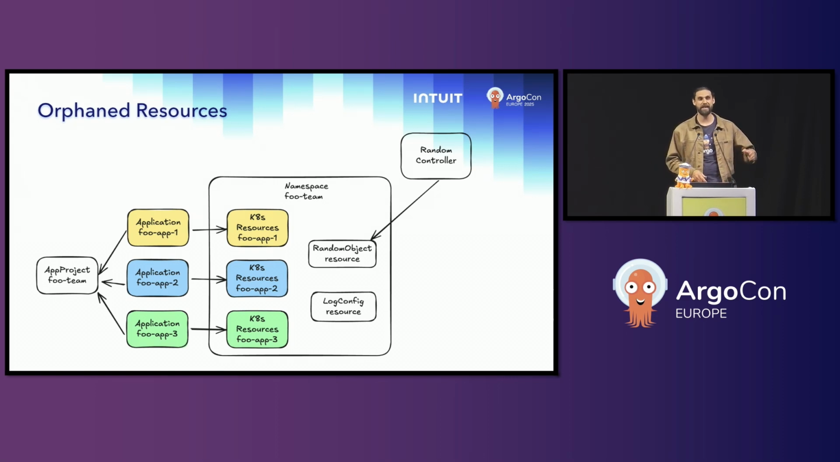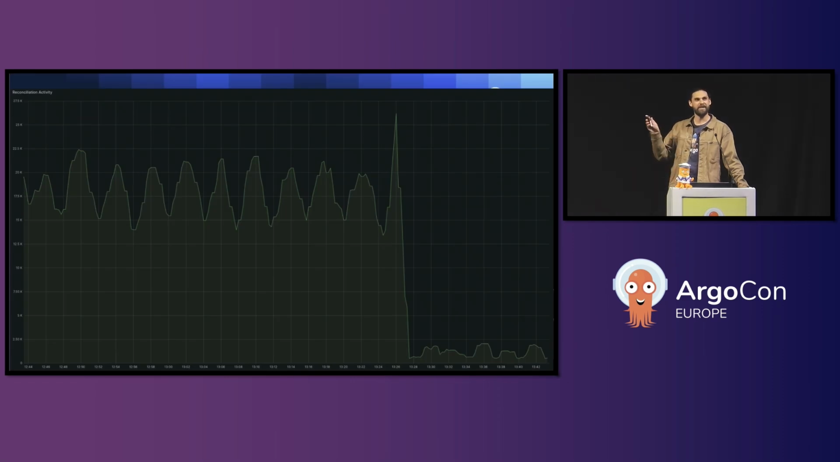At the beginning, I said the resource needs to be part of your application. Well, with Orphan resource monitoring, it's not true. It just needs to be in the same namespace. So if you have random resources in your namespace that you don't know about, and these resources change, then the reconciliations are going to go up.